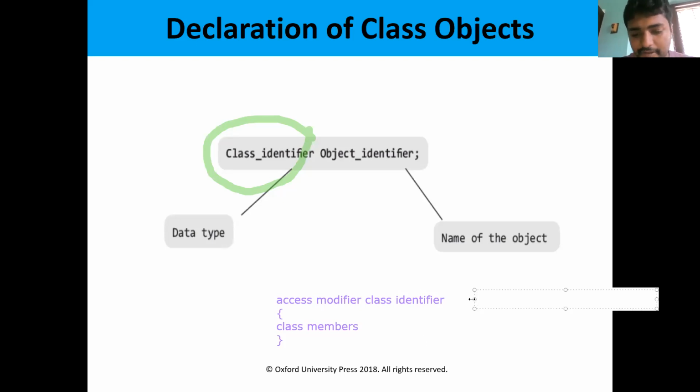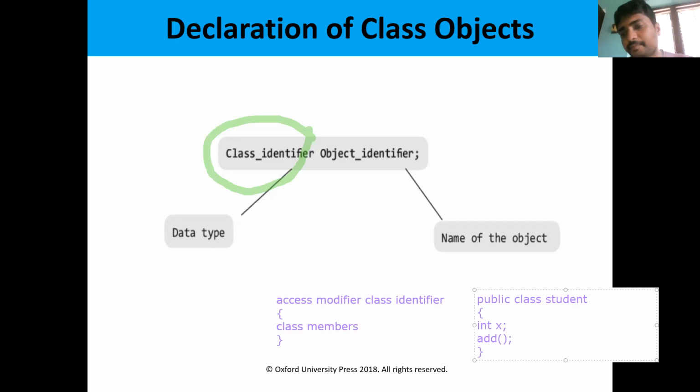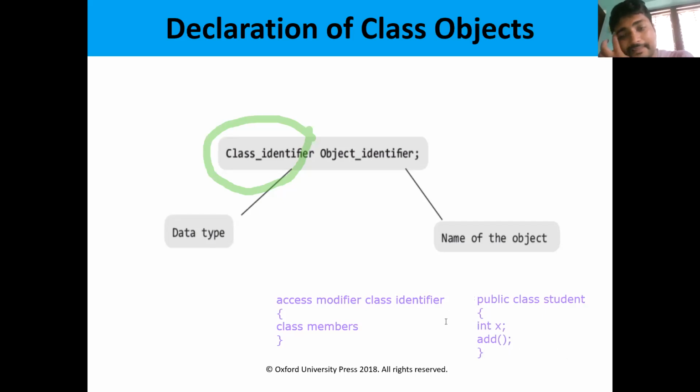That means I can write one example. Access modifier means public, space, class is a keyword, then identifier. So class name student. This is the declaration of the class, public class student. Then within the class we have class members. Class members means either variable or method. So this is the example of a class. These are the members of the class.